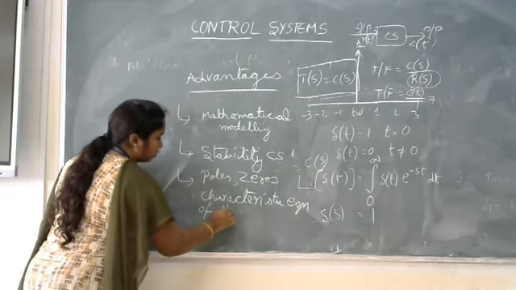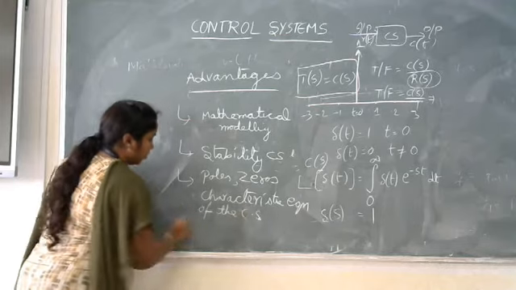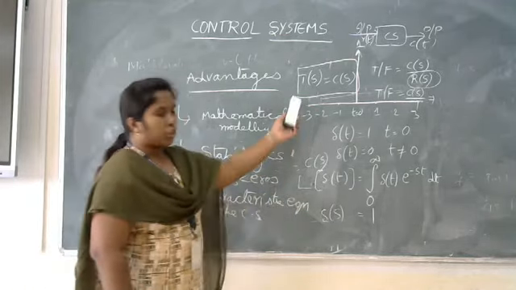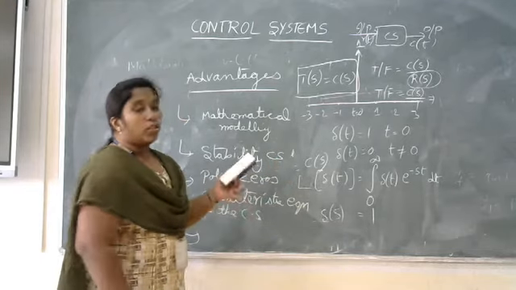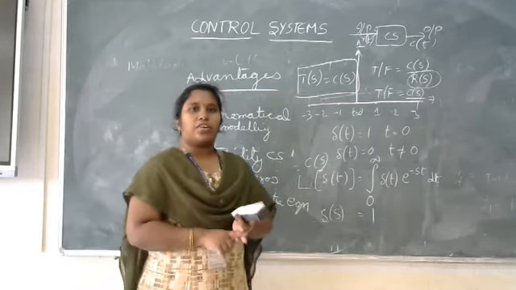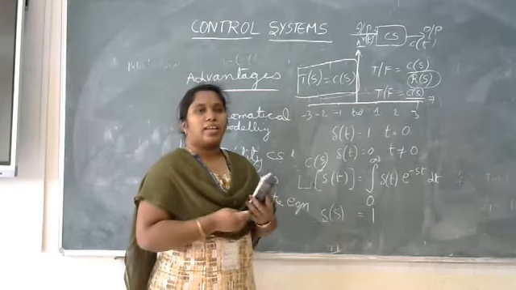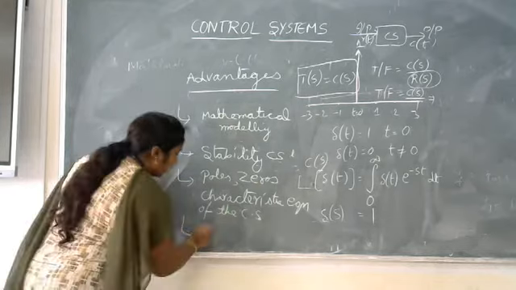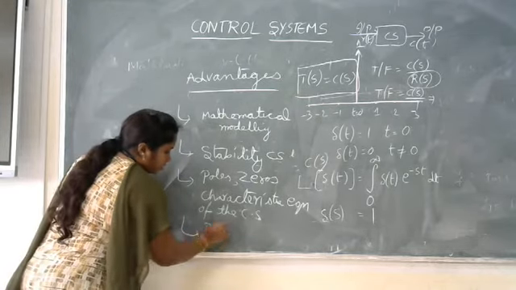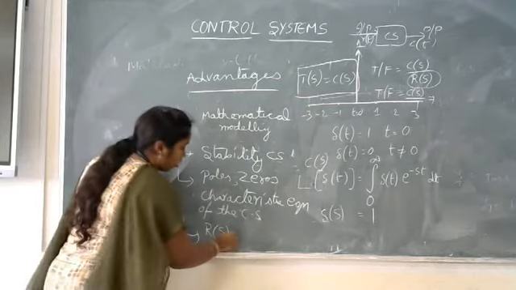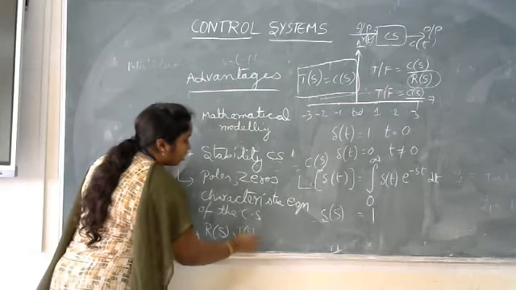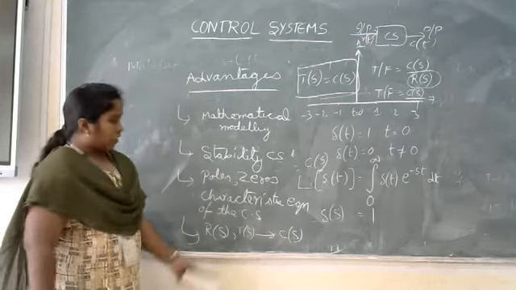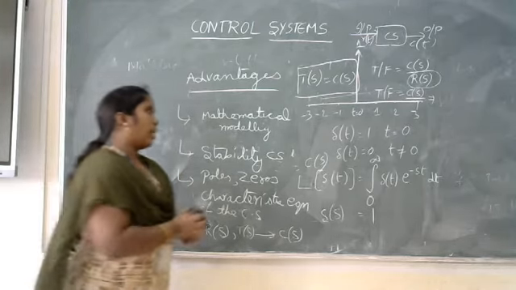Coming to the next advantage, from this equation we can say that if we know the transfer function and output response of a control system, then we can determine the input signal. Otherwise, if we know the input, that means R of s, and also the transfer function, you can obtain the output signal, that means C of s. So these are the advantages of the transfer function.